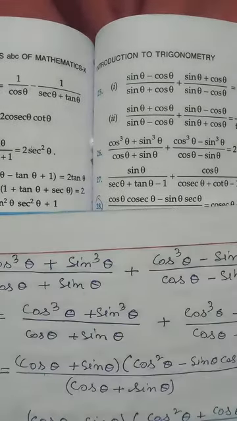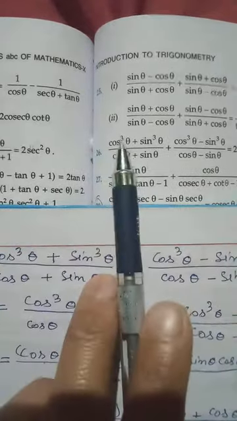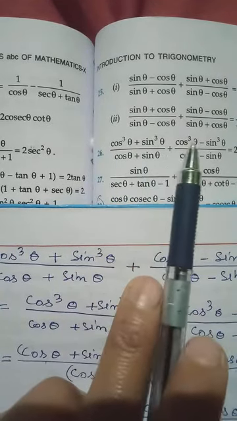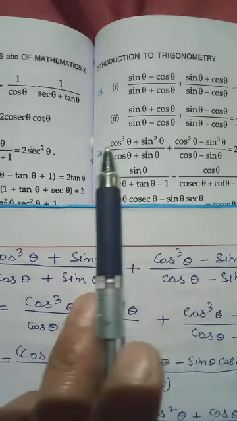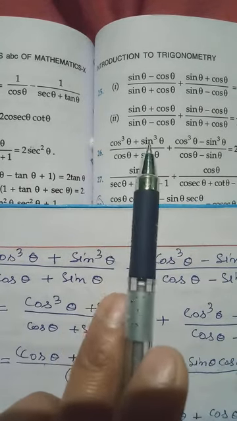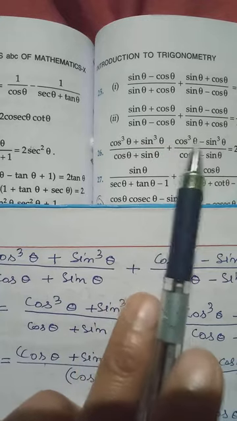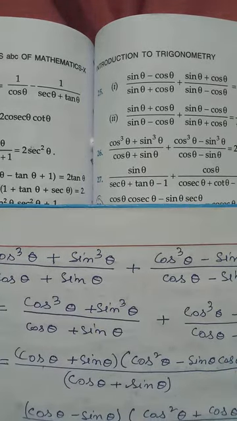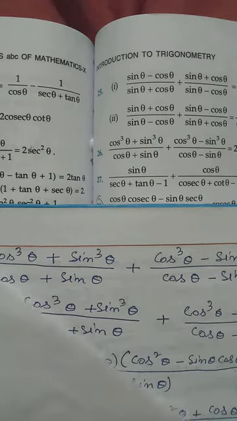Then question 26, we have numerator cos and sine, denominator also cos and sine. But in the numerator we have cubed, cos cubed plus sine cubed, cos cubed minus sine cubed. Here we do have the formula a cubed plus b cubed from algebra, a cubed minus b cubed from algebra. So before we find the LCM, let us use that formula. I hope you know the formula.